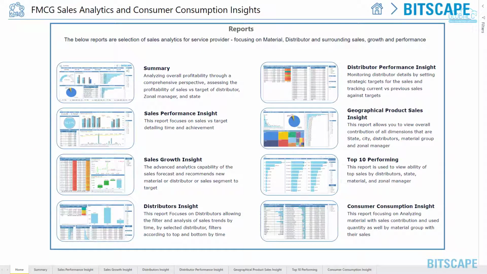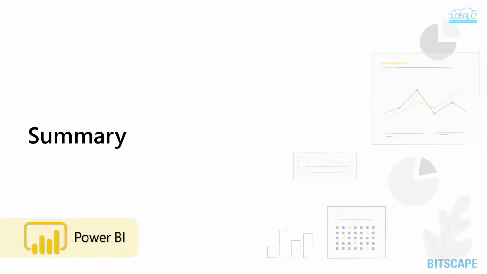FMCG Sales Analytics Dashboard is developed to enhance sales effectiveness of employees. It helps salespersons and managers to easily analyze their sales and target effectiveness in a sophisticated manner. It helps users spend less time analyzing data and more time gaining actionable insights.